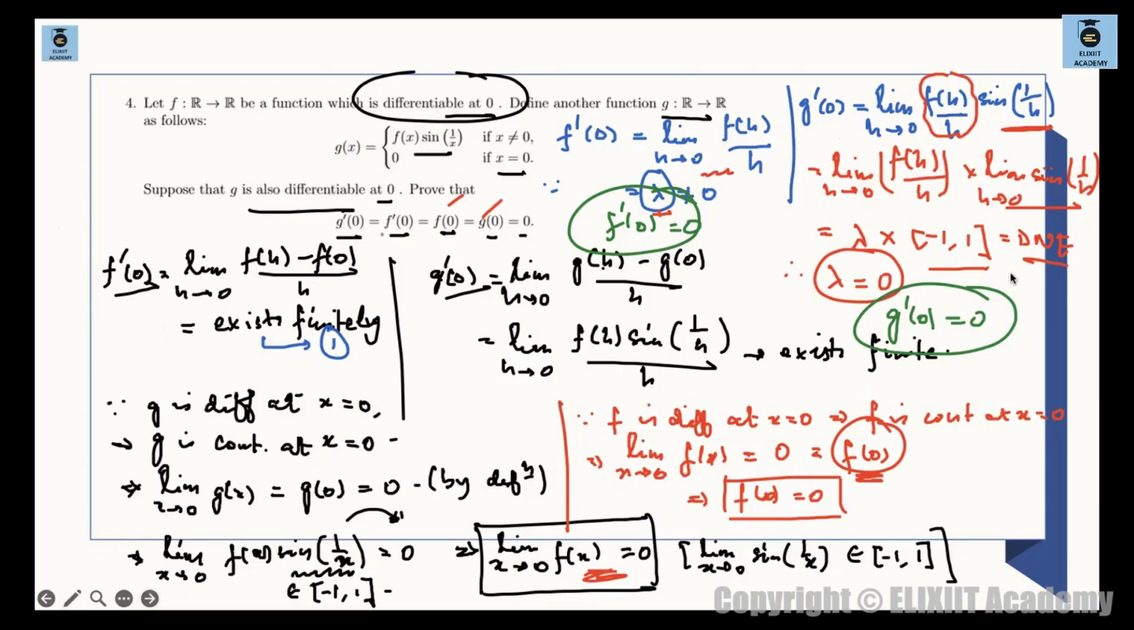So f dash of 0 will be 0, g dash of 0 will be 0, f of 0 and g of 0, all of them are 0. So f of 0 is 0, we have proved. और आगे g of 0 तो 0 is given. So all the things we have proved. है ना? तो ये properly एकदम आपको लिखना है. Step by step, you have to write down all the things. Whatever they have given, we are simply using this thing. This is a very simple problem given.